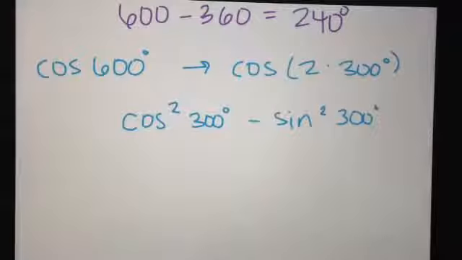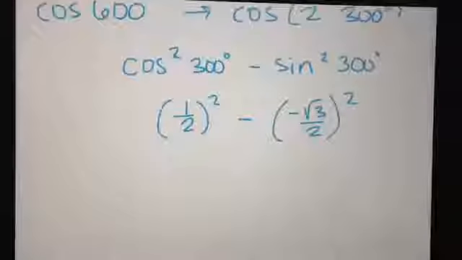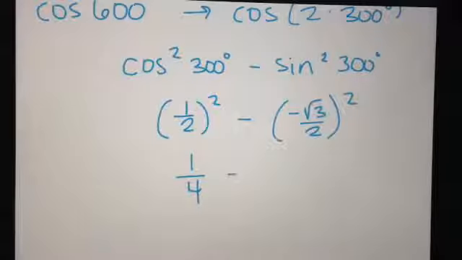So again, cos of 300 was 1/2, so I'm taking that value and squaring it. And then sine of 300 was negative root 3 over 2, so I'm going to take that and square it. When I square 1/2, I have 1/2 times 1/2, and that's going to give me 1/4. And when I square negative root 3, that just becomes 3, because negative root 3 times negative root 3 would become a positive. And then 2 times 2 is 4.